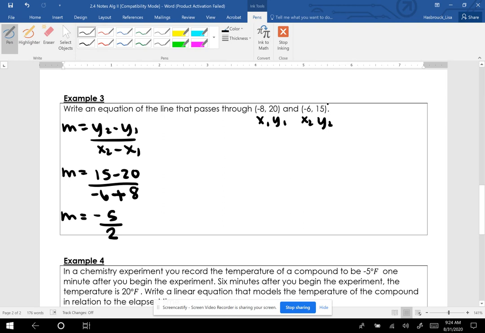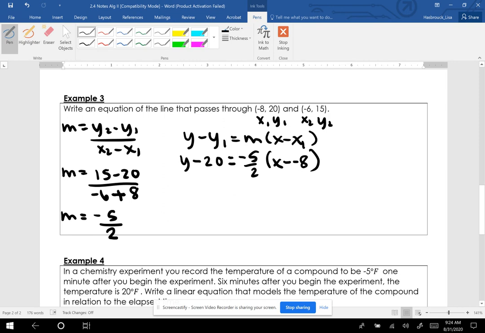I can pick either of these original points, and I'm going to plug it into y minus y1 equals m times x minus x1. I'm going to go ahead and pick this first point. Y minus 20 equals, I just found my slope, it's negative 5 halves times x minus a negative 8. The minus and negative, I'm going to make a plus. And now I'm going to go ahead and distribute. The reason I'm distributing here is because I know 8 is divisible by 2, and that will not be a fraction when I distribute.